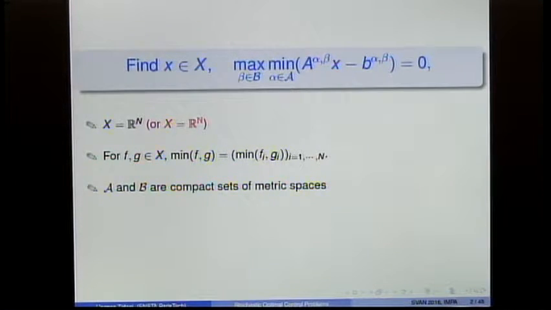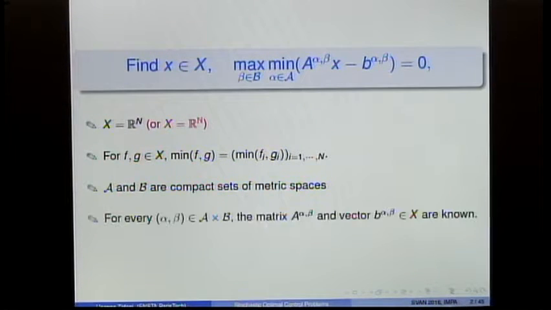And in everything I will say today, I will assume that these sets of actions are compact sets. So I will assume that these matrices are known. So this matrix A is known, B is known, and the only unknown quantity is this vector x that solves the system. Okay?